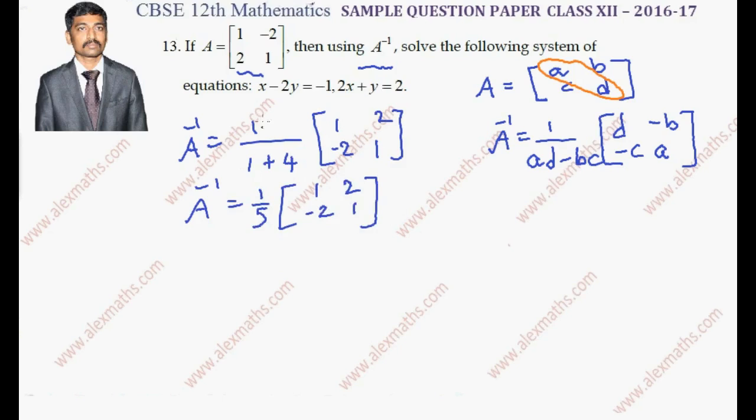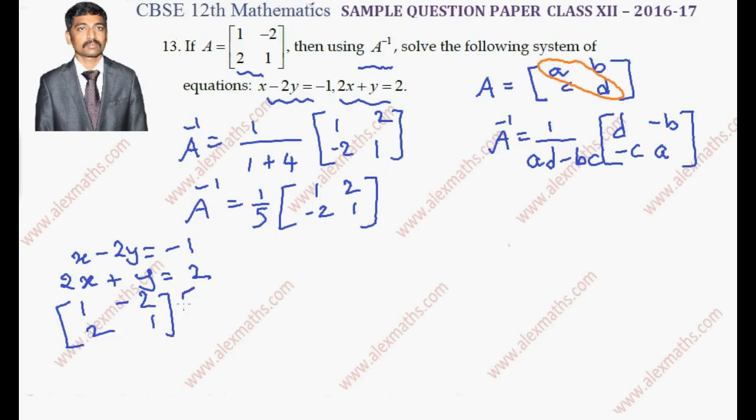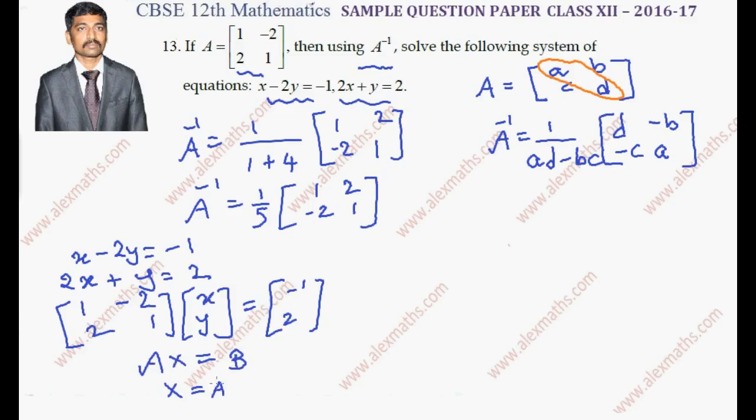Now using this inverse, we have to solve the given equation. So let us write the equation, that is x minus 2y equal to minus 1 and 2x plus y equal to 2, one below the other. This system of equations I am going to write as a matrix product, which is 1 minus 2, 2, 1 and into xy, that gives minus 1, 2. Okay, this is of the form AX equal to B. Since I want X, that is A inverse into B.